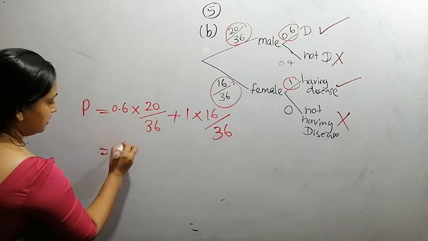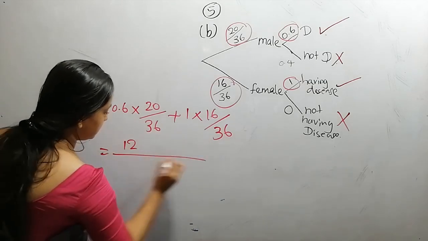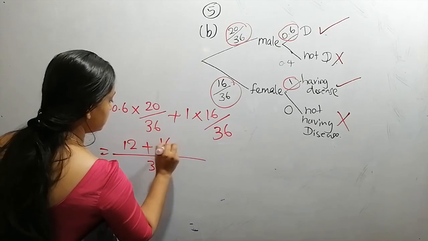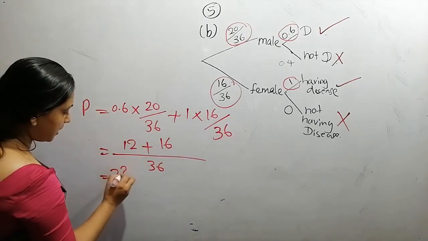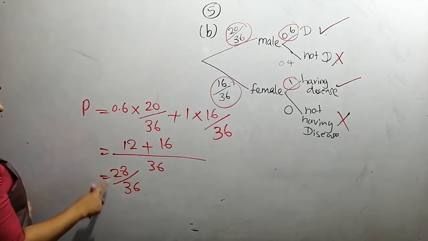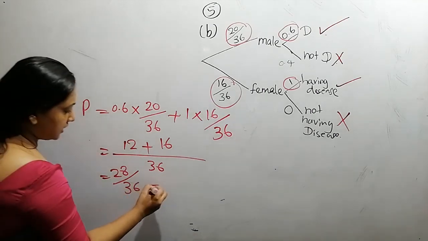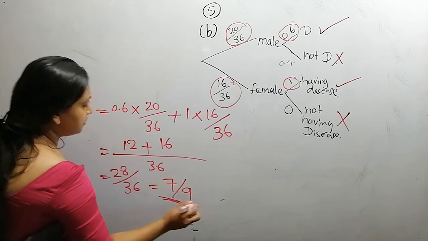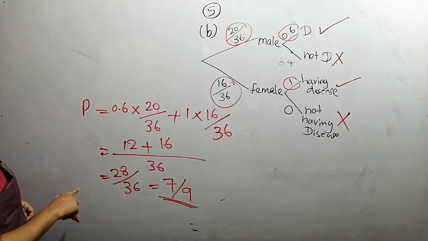0.6 into 20 means 12. Here the common denominator is 36. Then plus 1 into 16 means 16. 12 plus 16 means 28. 28 over 36. We can simplify this one further. Both divided by 4. Then we can get 7 over 9. This is the probability of having a disease among the people.